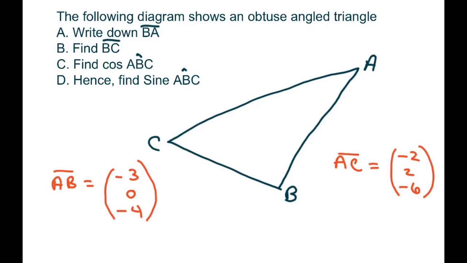Just to get BA, all you're going to do is take this vector here and multiply it by -1. That's all you have to do. Vector BA is the opposite of vector AB, so just multiply each component by -1. So basically, BA is just going to be, you just negate everything and you're going to get (-3, 0, -4).